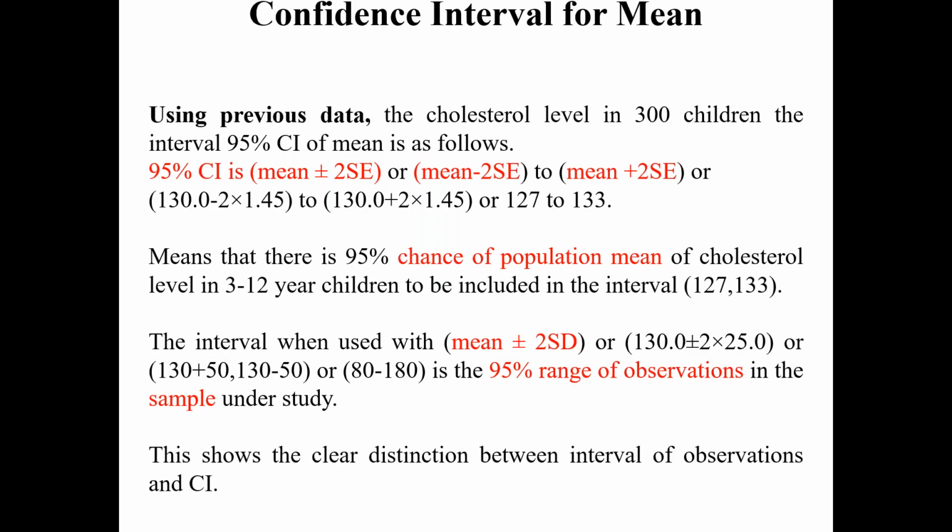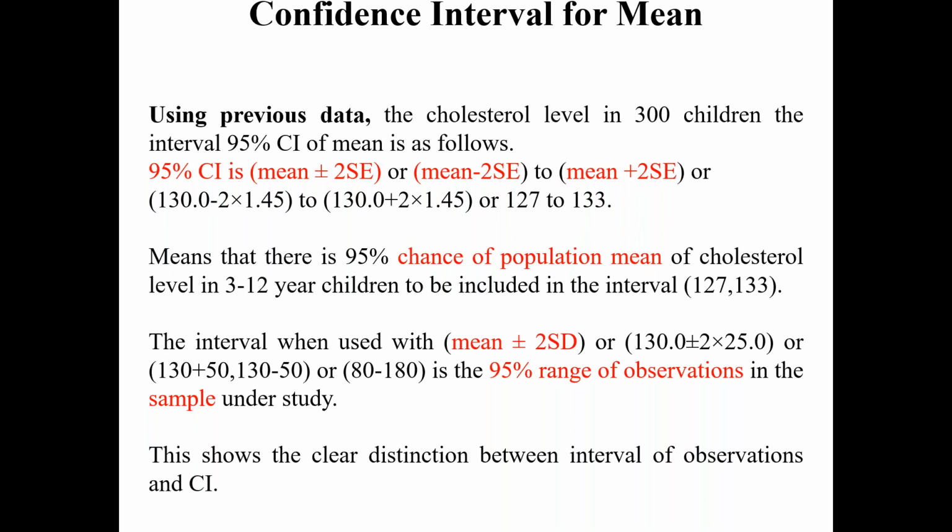So confidence interval for the mean, if I take the previous example, the cholesterol level, 95% confidence interval: mean plus minus two standard error, here it is given. Plus minus means you subtract from the mean 130 twice the standard error 1.45, and you add that, that will be the maximum value. So 127 to 133. This is nearly rounded to 1.5 into 2, that is 3. So 130 minus 3 is 127, and 130 plus 3 is 133. So this is the 95% confidence interval if I am getting it from the sample mean and standard deviation.